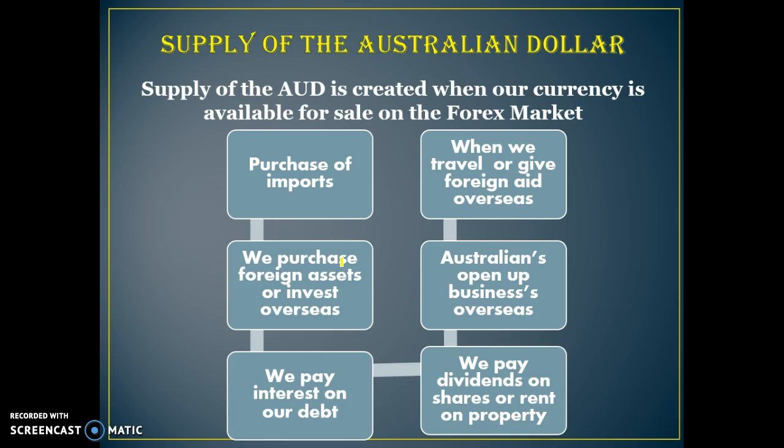Supply of the Australian dollar comes about any time there are debits in any account. So if we purchase imports, if we give foreign aid to overseas countries, if we purchase assets overseas, then we have to purchase overseas dollars because that's what they're going to want if we're purchasing those assets. If Australians set up businesses overseas, or when we're paying interest on our debt, these are all forms of debits in the various accounts, and they're all going to lead to supply of the Australian dollar. If we pay dividends on shares to people who've invested in Australian companies, that will cause supply of the Australian dollar as well.